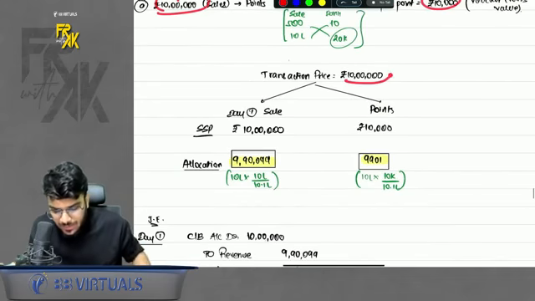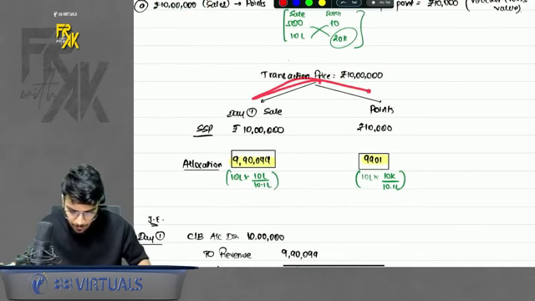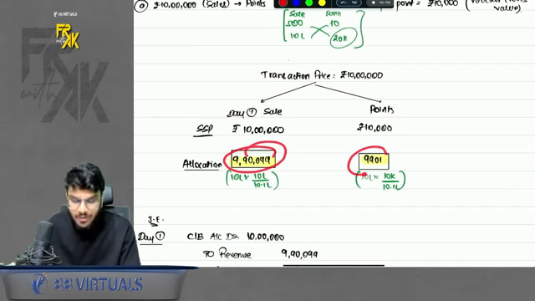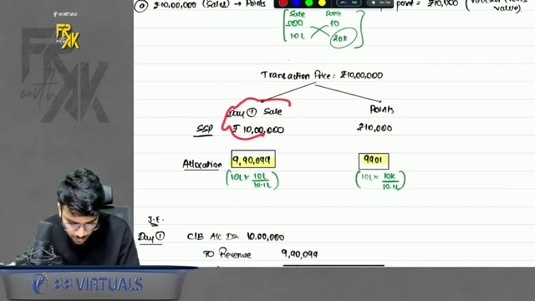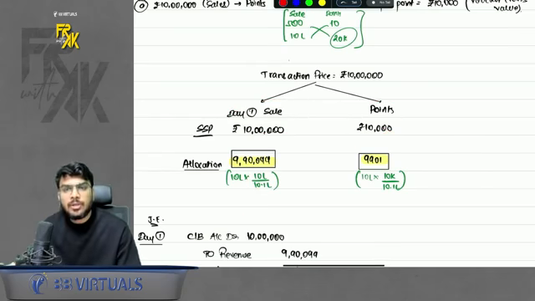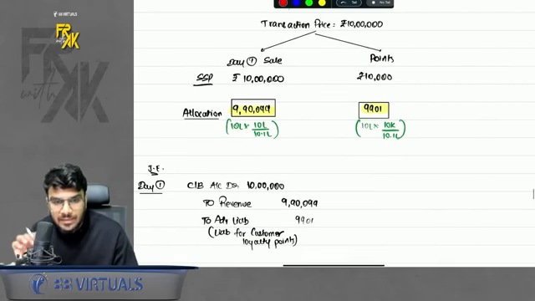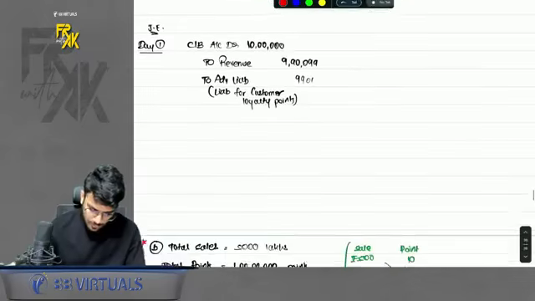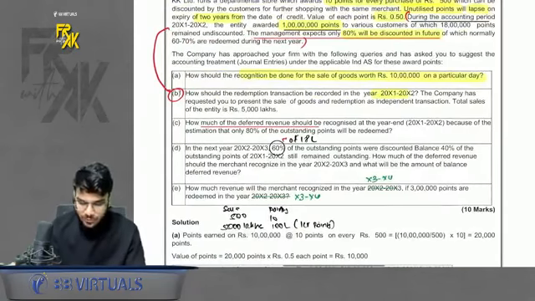Okay. Now the transaction price is 10 lakhs. Bifurcate it between the goods and the points in the ratio of SSP, and you will get the allocation. Now why allocate? Because whatever you get for the sale, you can book today, but whatever you get against the points, you will not book today. You will either book when the customer redeems the points, or you will book after 2 years when the points are lapsing. Okay, so this was the first part of it, not linked to the 1 crore points.